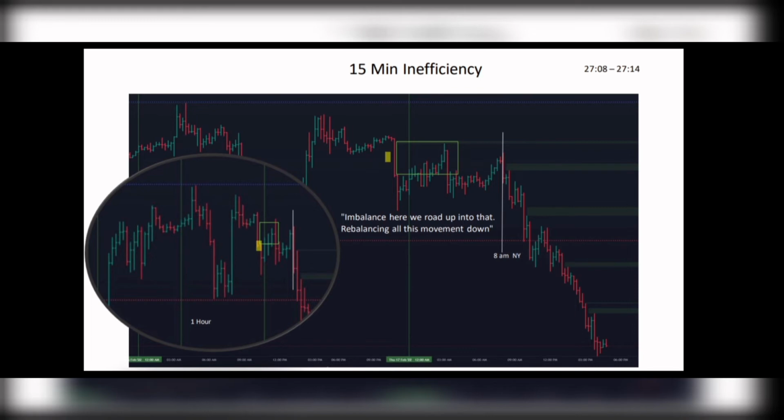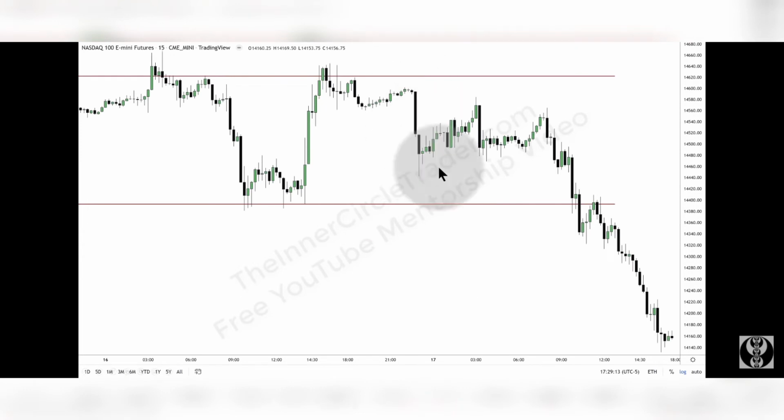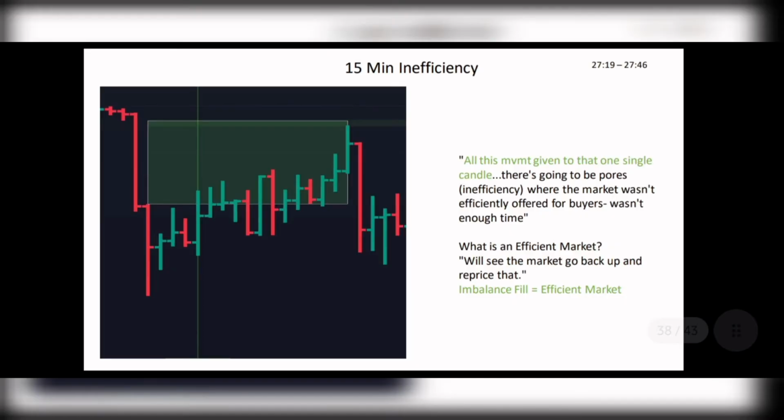So it says here, imbalance, we rode up into that, rebalancing all this movement down. And at 8 a.m. New York time, that is when we had that push to move price bearishly. All right, 15 minutes, I'm going to take a look at this imbalance here. We rode up into that, rebalancing all this movement down. So from 27.19 to 27.46, this slide is showing the 15-minute inefficiency.